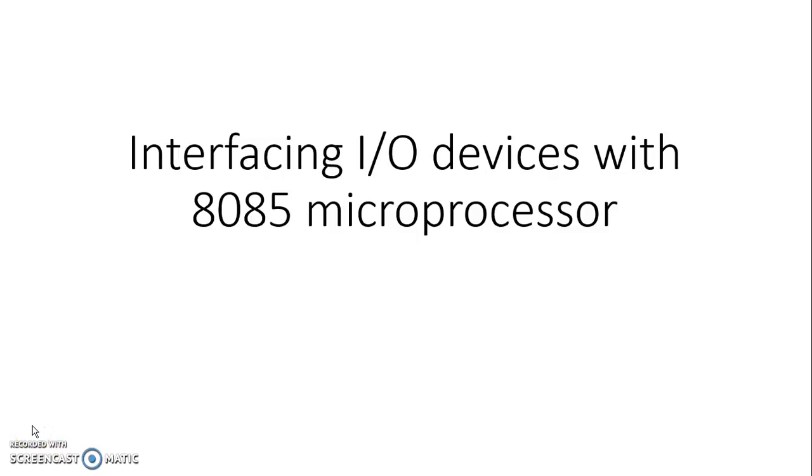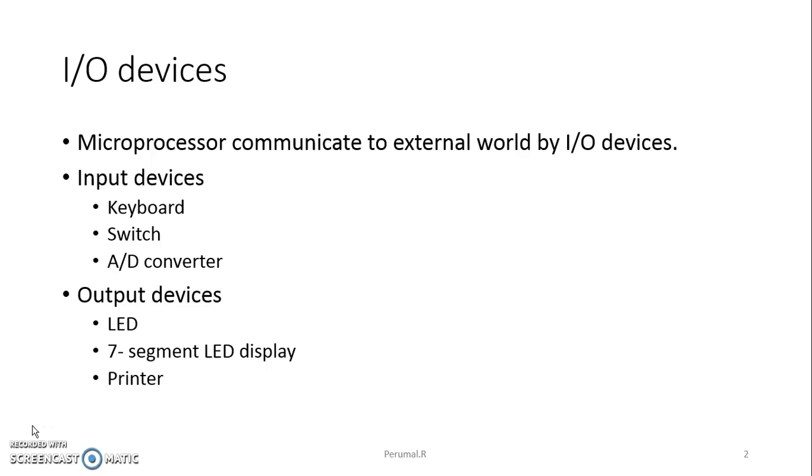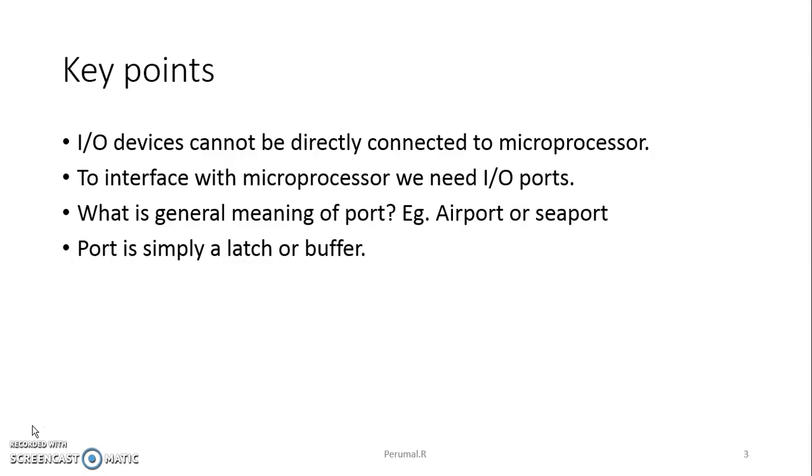Welcome to the lecture on interfacing I/O devices with the 8085 microprocessor. Microprocessor communicates to the external world through I/O devices. Some of the input devices are keyboard, switch, analog to digital converter, and output devices are LED, seven segment LED display, printer, etc. The key point is how we are connecting the microprocessor and I/O devices.